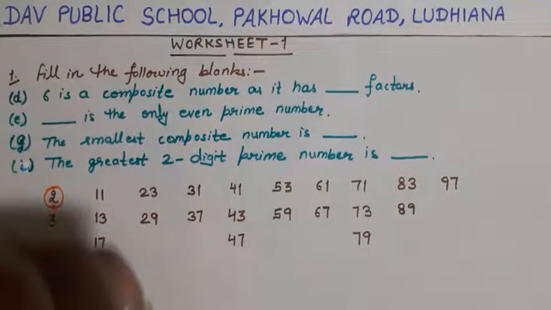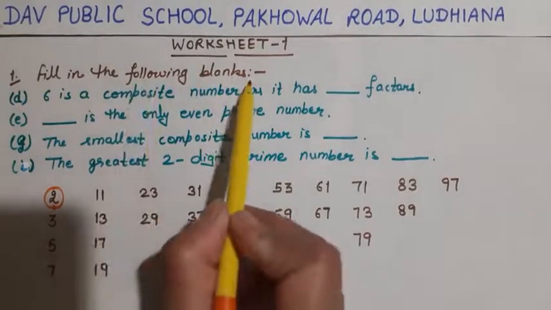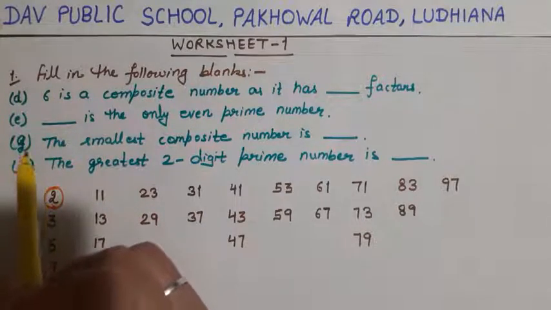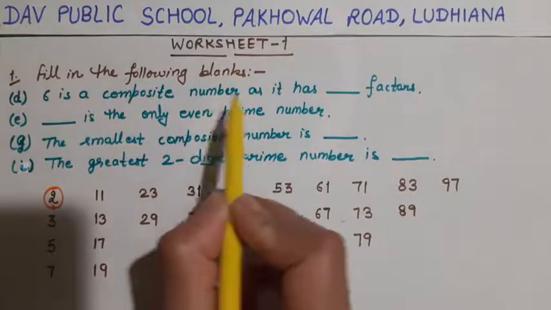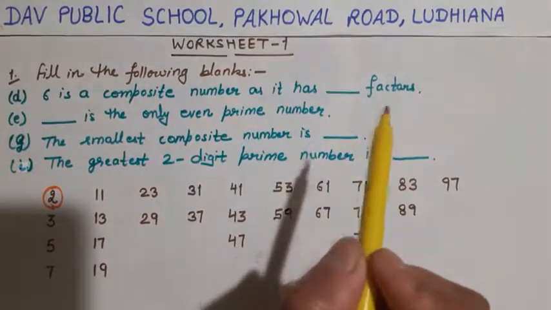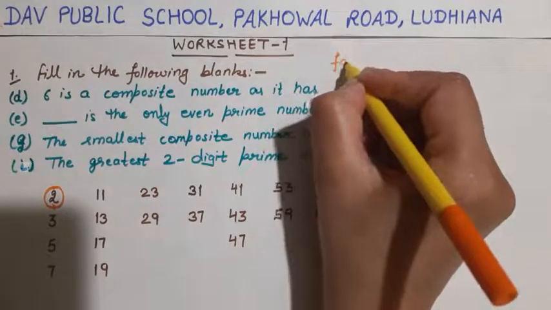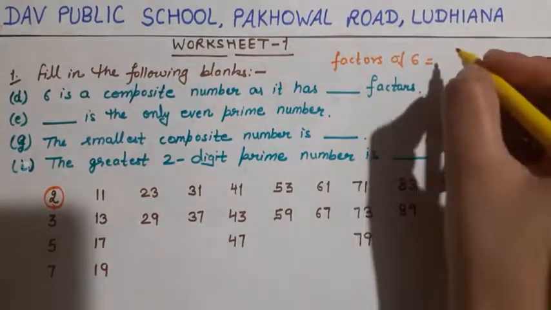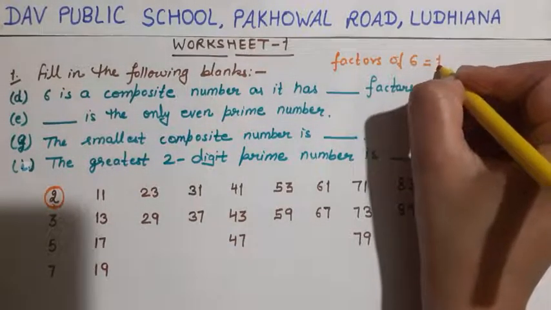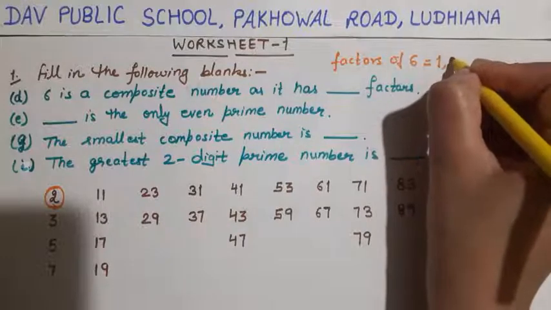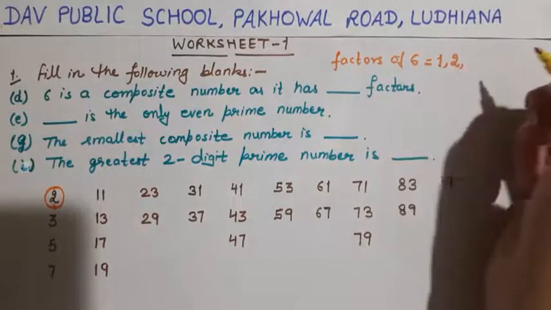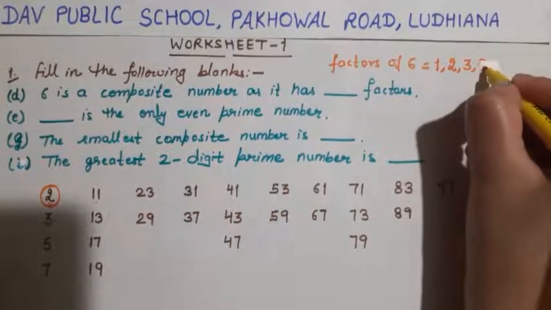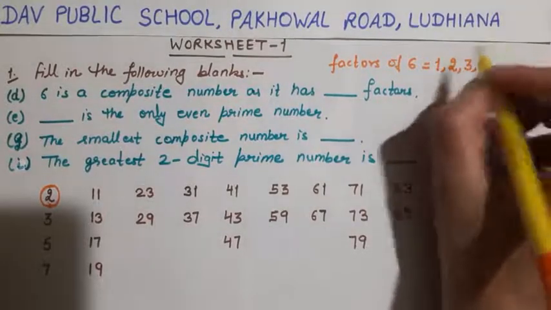Now, question number 1 is fill in the following blanks. Some of the fill-ups are there, others you will do yourself, which is your homework. D part, 6 is a composite number as it has dash factors. First of all, we will write down the factors of 6. You can write in your rough work. Factors of 6 are 1, start from 1, 2, next 3 and 6. That is the numbers which divide 6 exactly.